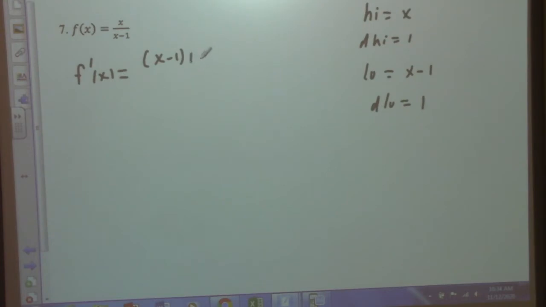Lodi high minus high D low. So for this one, you're going to have x minus x, so you're going to have negative 1. Is that what you got? Over x minus 1 squared.